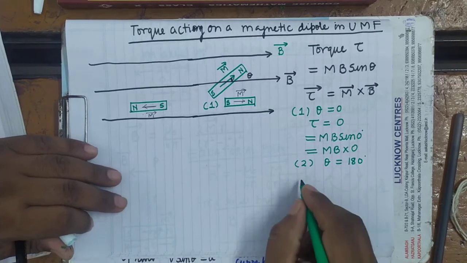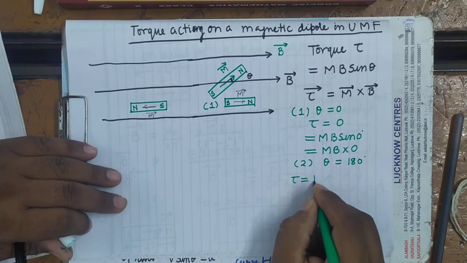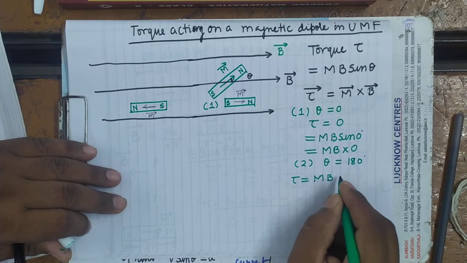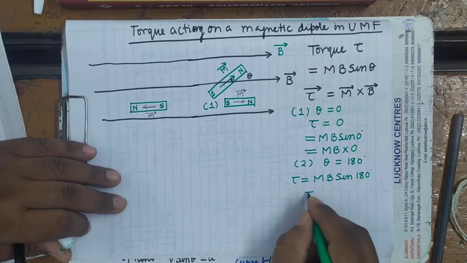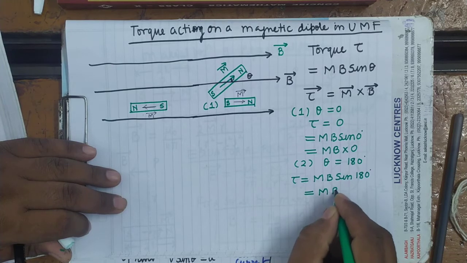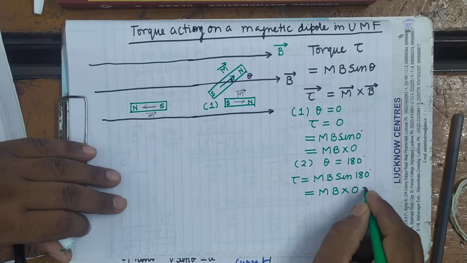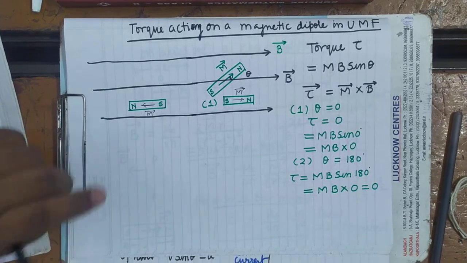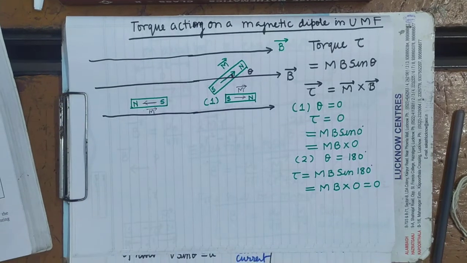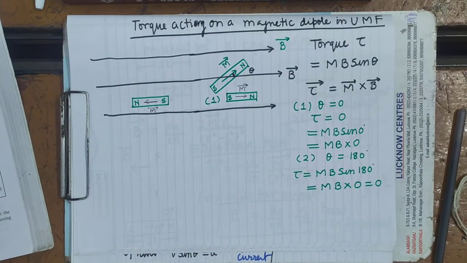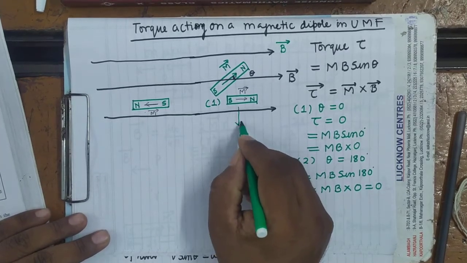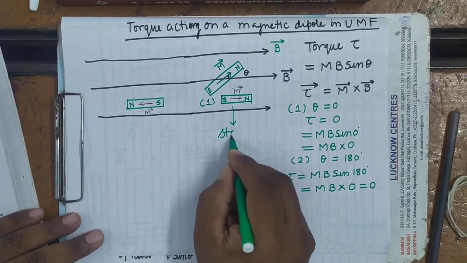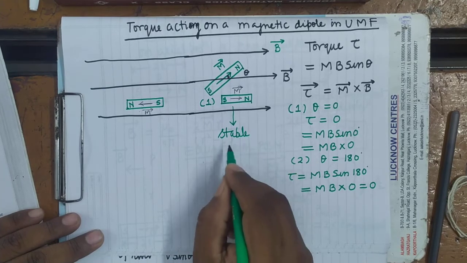Theta equals 180 degrees. So what will be tau? It will be mB sine 180, and sine 180 is also 0. It will be 0. Means in both cases, dipole will be in equilibrium. In both cases, it will be in equilibrium. But here it will be in the stable equilibrium. Its equilibrium will be stable.